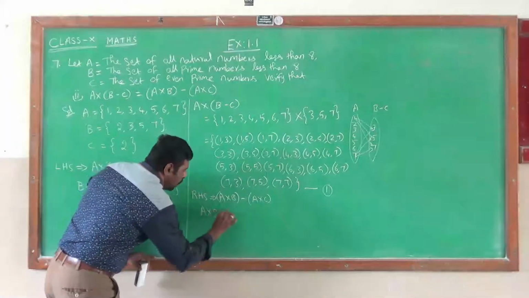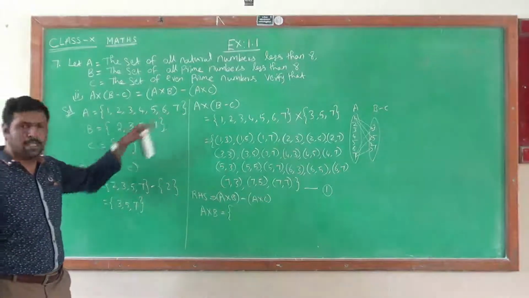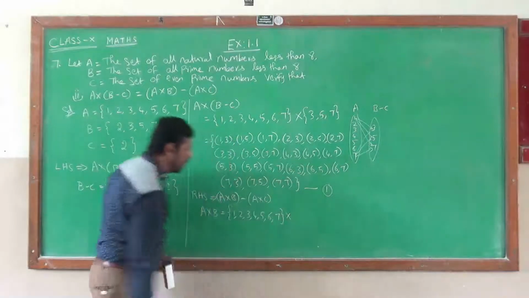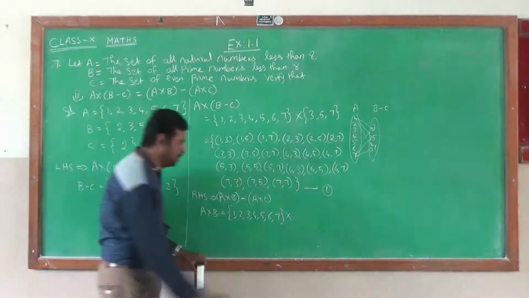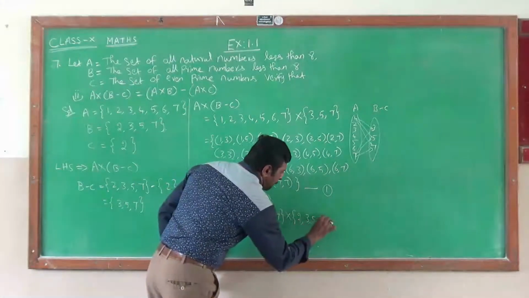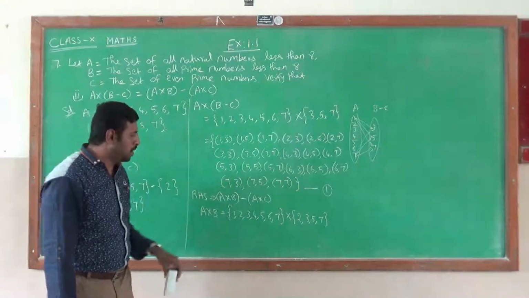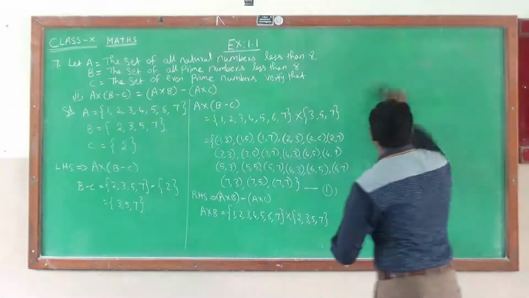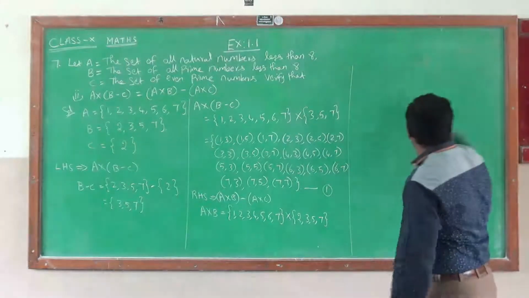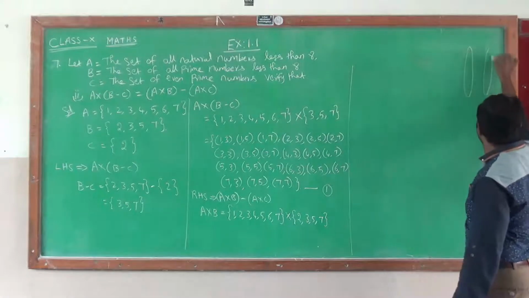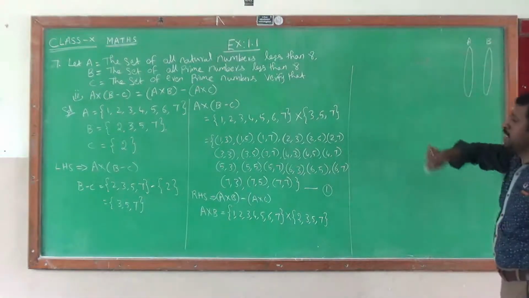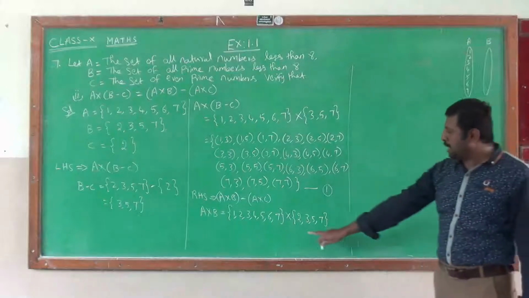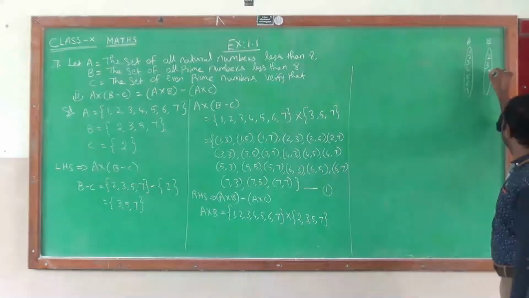Here A cross B is equal to the set A, which is 1 to 7, cross product with set B, which contains 2, 3, 5, 7. Now we want to find the ordered pairs for this. So 1 is mapping with 2 and 2 is mapping with 3, and each and every element should be mapping. Here I draw that. This is A set, this is B set. The set A contains the numbers 1, 2, 3, 4, 5, 6, 7 and set B contains 2, 3, 5, 7.